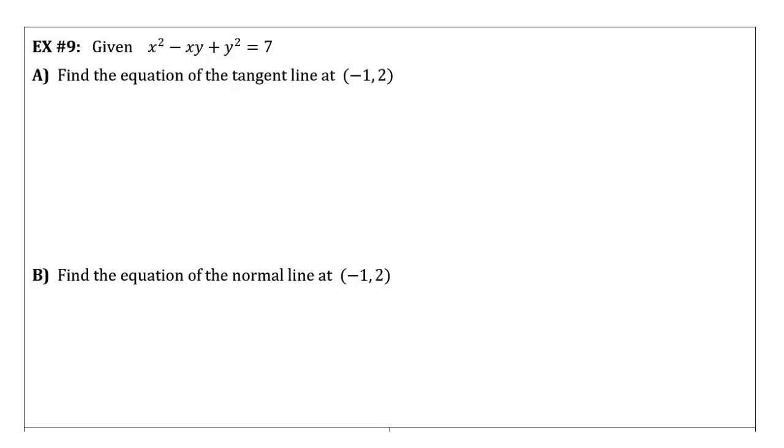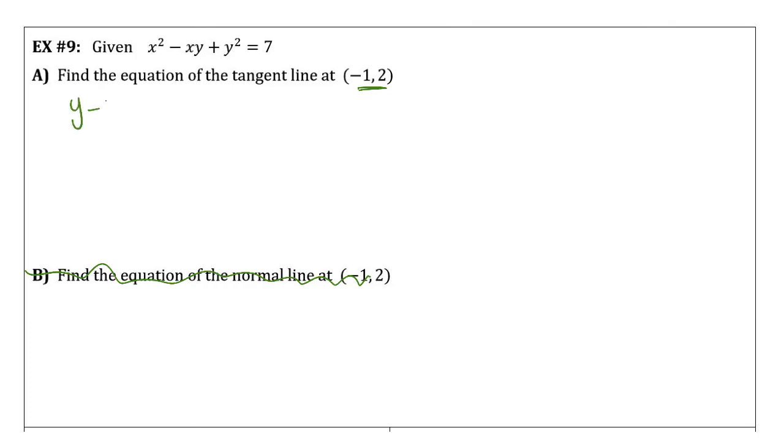All right, more fun. Here we have the equation, find the equation of the line tangent. Now, part B says the line normal. We're not going to test that. So the normal just means perpendicular or the negative reciprocal. So, we got enough to do. All right, so the equation of the line tangent at negative 1, 2.